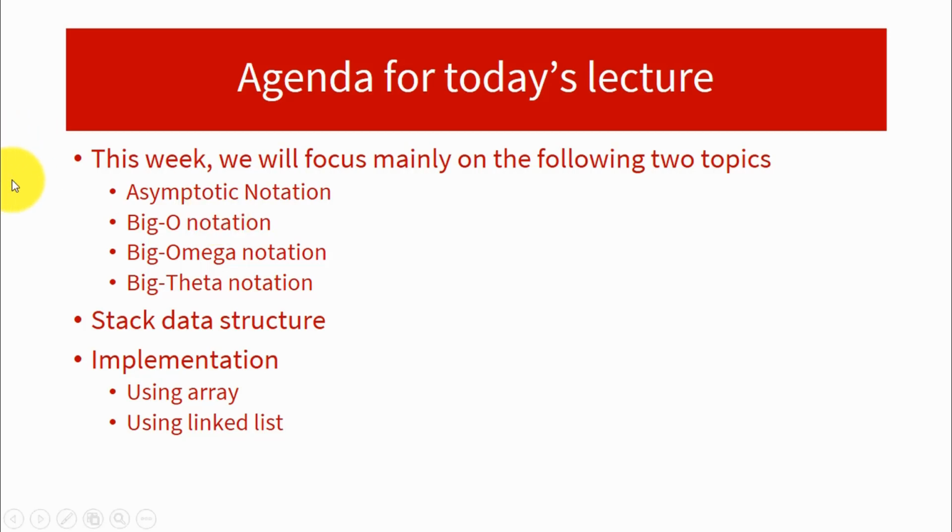The first of these is asymptotic notations. There are 3 forms of the asymptotic notations, and we use these notations to measure the running time of an algorithm. We're going to see in detail how we do that in today's lecture.